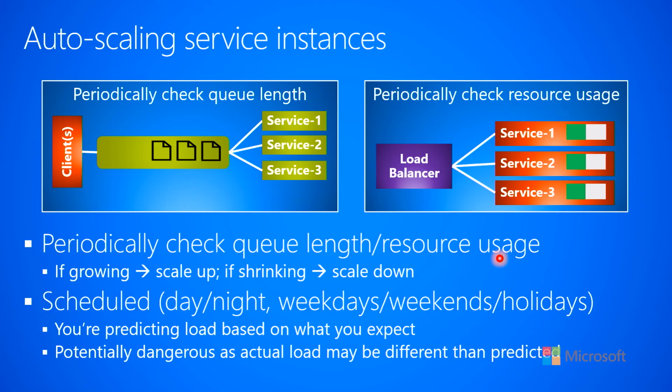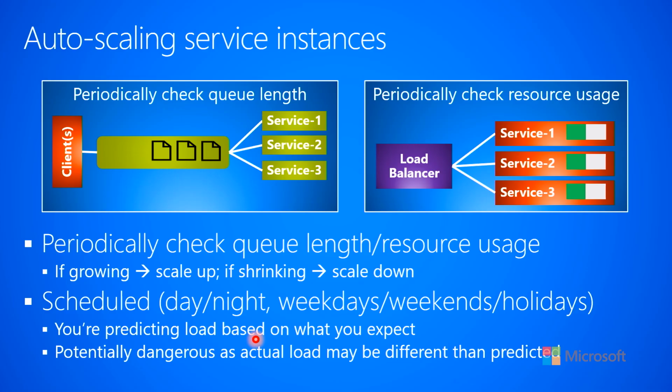There is a third way of auto-scaling, and that's based on a schedule. This could be done like during the daytime we want to have a lot of instances, but during nighttime we want to scale down, or maybe over weekends or weekdays we have different scale. Maybe on holidays we have a different amount of scale. But you have to be careful with this third way, because you're predicting what the load is based on what you expect due to the time of day.